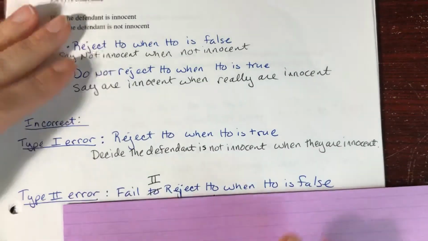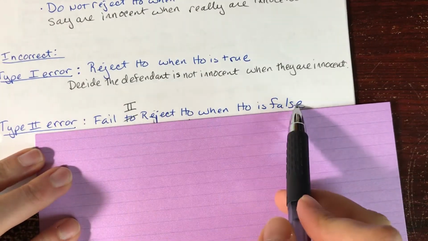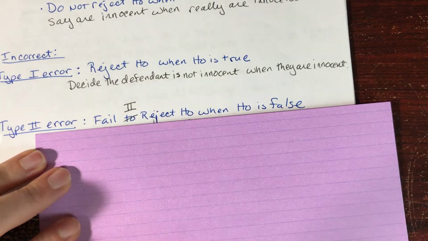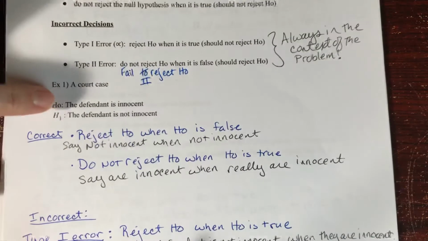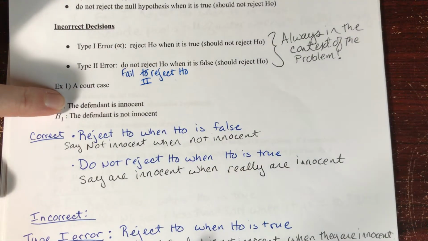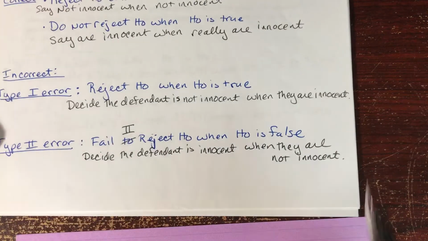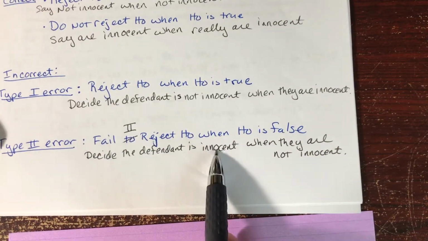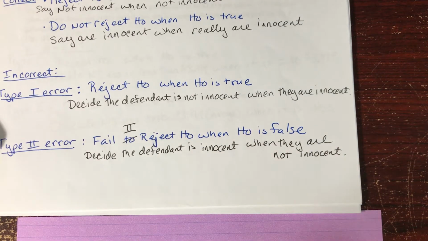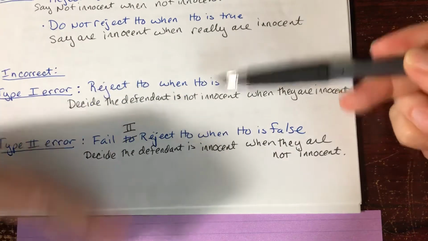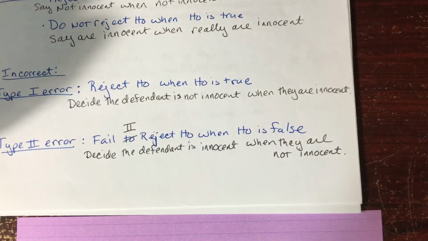Okay, so if we fail to reject the null, or do not reject the null, when the null is false, then that would mean what? If you don't reject the null, you're deciding that the defendant is innocent, but the null was false, which meant the defendant really wasn't innocent. So you decide the defendant is innocent when they really weren't innocent. Okay, it matters if you get these backwards. All right, so a type 1 error would be this, a type 2 error would be this.